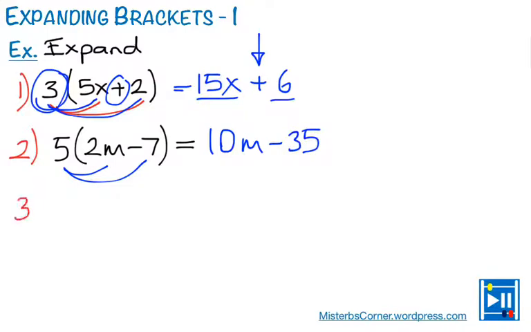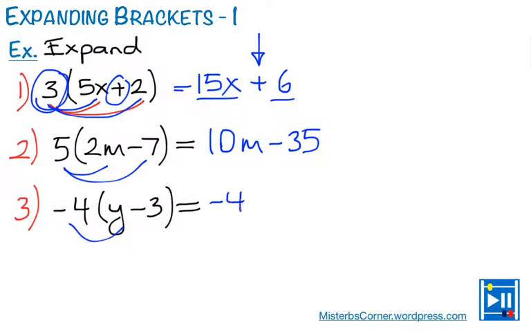What happens if we multiply it with a negative number? So let's say minus 4 multiplied by y minus 3, right? So it's minus 4 times all these. So minus 4 times y is minus 4y, and minus 4 times minus 3, well, 4 times 3 is 12, minus times minus is plus, so that's what I'm going to write here. So the expanded form will be minus 4y plus 12.